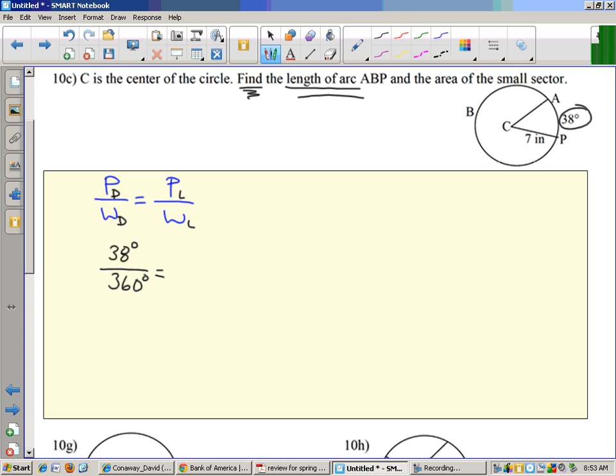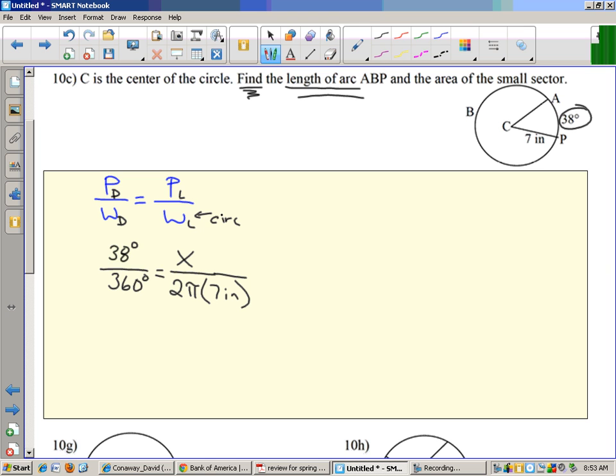Find. So we don't know it, right? So the partial arc length is the one we don't know. So we're going to put an x in for that. What's the whole arc length around a circle? What do we call that whole length all the way around a circle? Circumference. Do we know the formula for circumference? So what is the formula? 2 pi r. And do we know what the r is in this case? 7 inches. So really the whole is going to be the circumference around the circle.